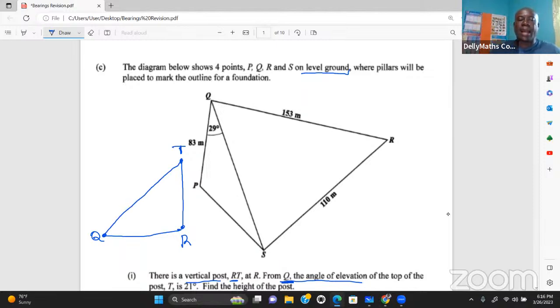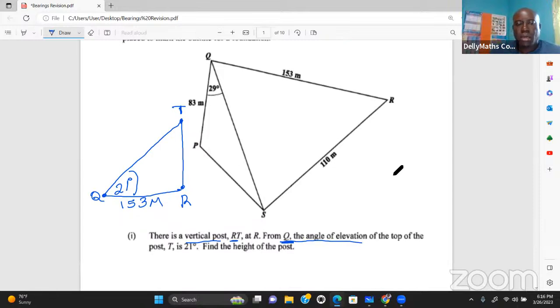You can see the completion of that triangle. The elevation would be down here, 21 degrees right here, and you want to notice that you have 153 meters. Whenever you have level ground and anything that is erected, you will end up getting a right angle triangle. So here we have a situation with a right angle triangle.